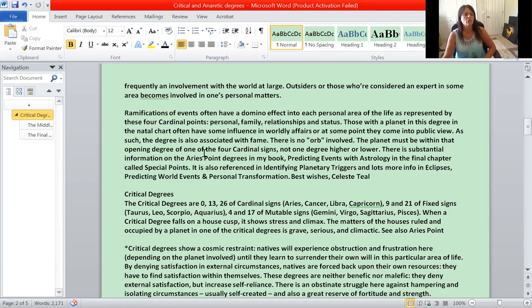Those with a planet in this degree in the natal chart often have some influence in worldly affairs, or at some point they come into public view. As such, the degree is also associated with fame. There's no orb involved. It's like 0 degrees. So if you have 0 degrees Aries on the 10th house, that's going to be that initial Aries energy in that area of life of status. Or what if you have 0 degrees Libra on the 7th house? Then there's like a whole big thing around relationship there.